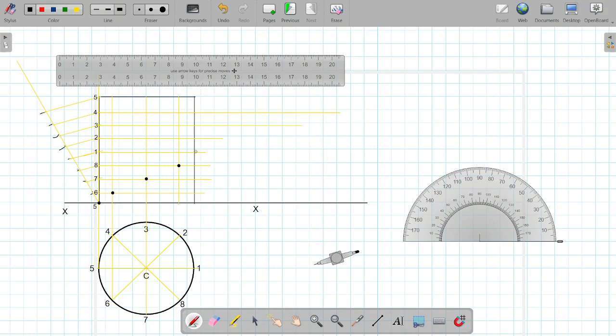Then P1 will be this one. Then 2, projector of 2 and projector of 2 from down will be this. Then point 3 will be here on the intersection of horizontal and vertical projectors. Then point 4, and then finally point 5 again. Now you need to join all these points by means of a smooth curve.